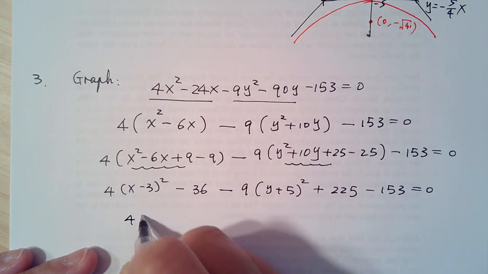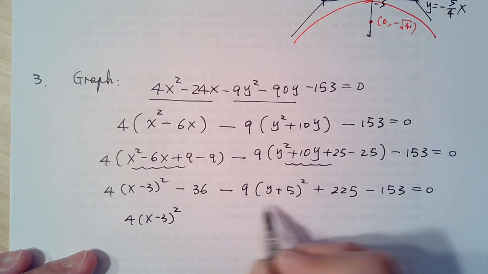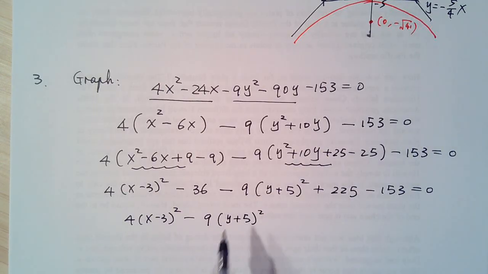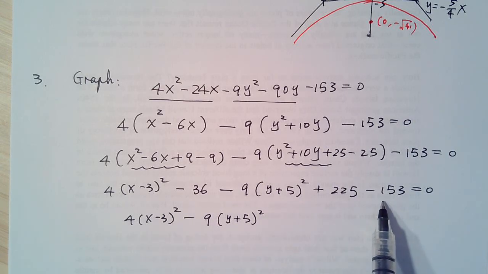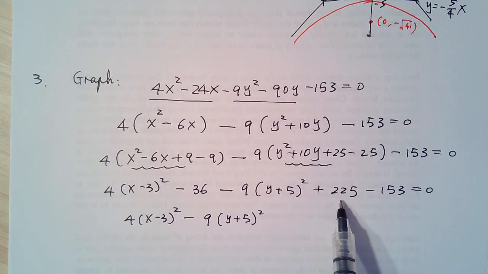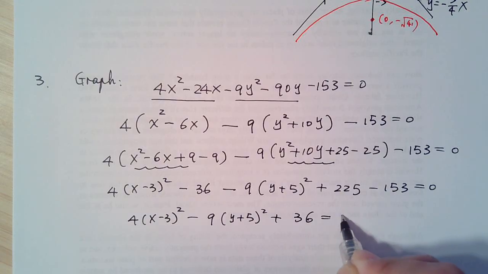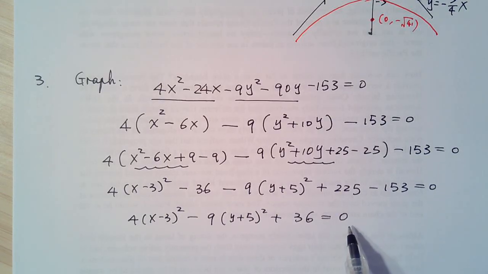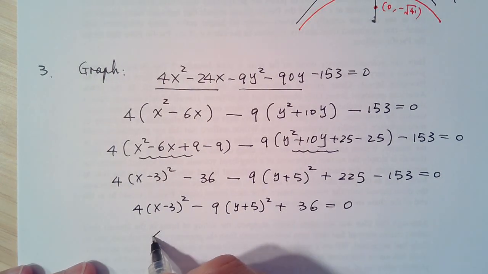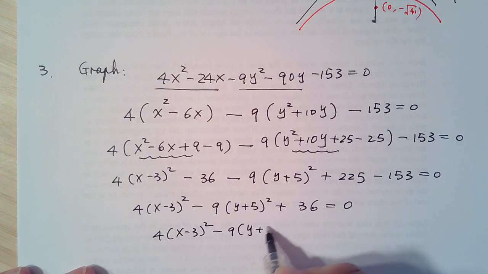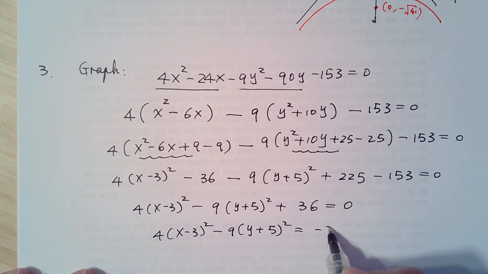So I get 4x minus 3 squared minus 9y plus 5 squared. What is this? Negative 36, negative 53, I get a negative 189. And then plus that, I get a positive 36 equals 0. All right, now almost done, but not there yet. I have to bring this to the right and then make that to be a 1. So I get 4x minus 3 squared minus 9y plus 5 squared equals negative 36.